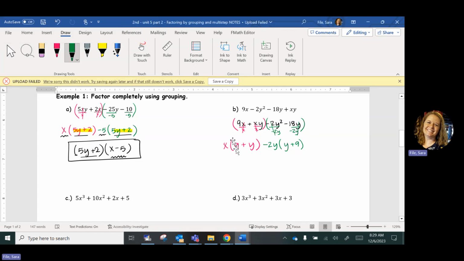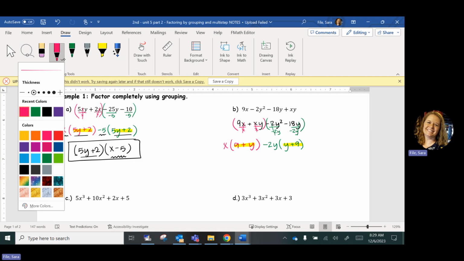All right, so are my leftovers the same now? 9 plus y and y plus 9. They don't look identical, but does it matter if they're both positive numbers? Does it matter which order I add in? No. So these are the same. Our leftovers are the same. Okay, so it's okay that they're in a different order since they're both positive, since we're adding them.